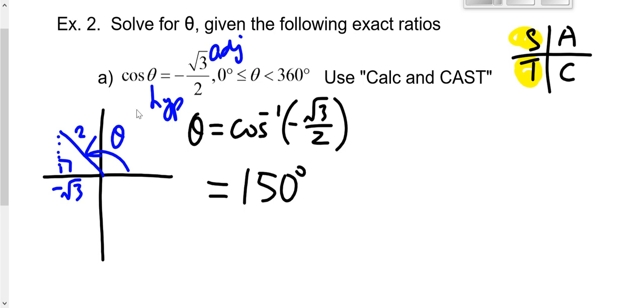But from the previous example, or from the CAST rule, you know that you can also draw it in a different way using the exact same information. You can have a triangle here. The adjacent is still negative root 3, and then the hypotenuse is still 2. That's angle theta. If you just look at the green one here, that will give you the exact same value.